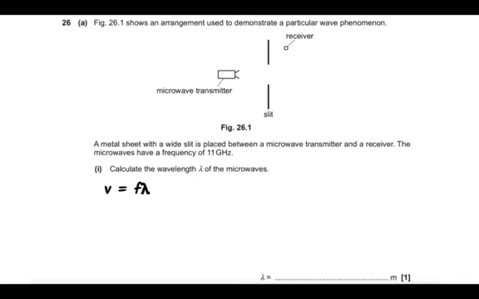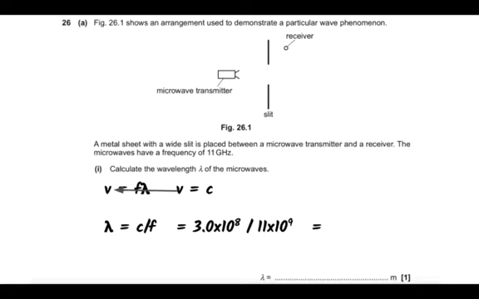Because it's a microwave, the velocity will be the speed of light. Make clear that substitution. Rearrange the equation to make wavelength the subject, and that's going to be the speed of light divided by the frequency. Always show this part of your working, put the numbers that you're going to use, so the speed of light, 3 times 10 to the 8, divided by 11 gigahertz, and I guess you just need to know that giga is times 10 to the 9.